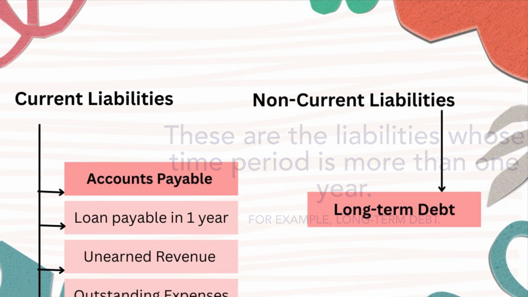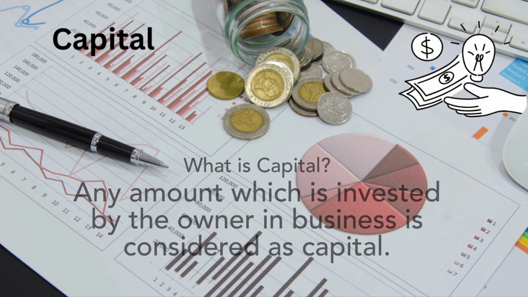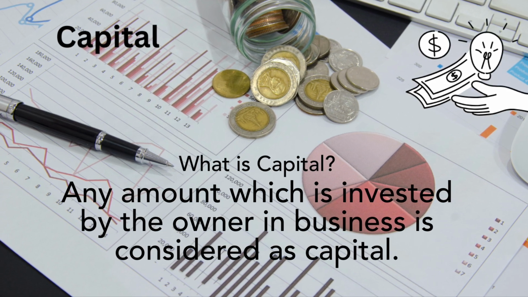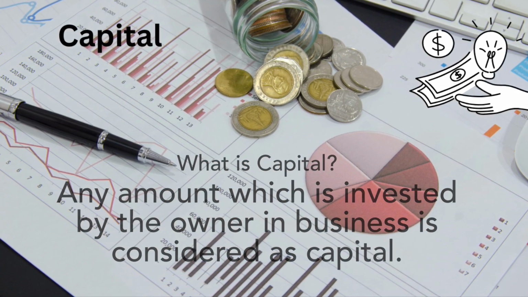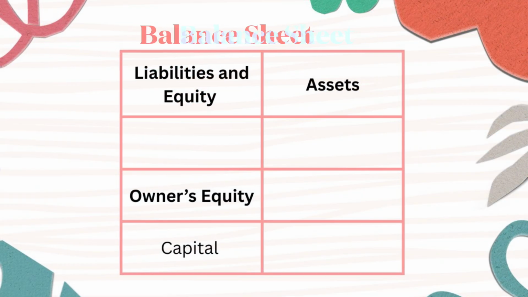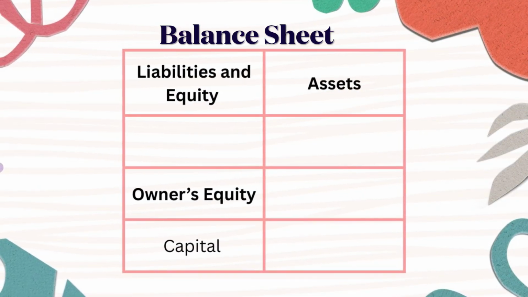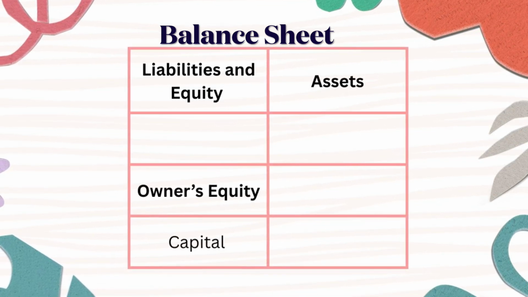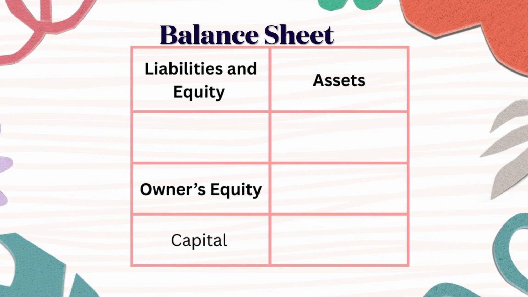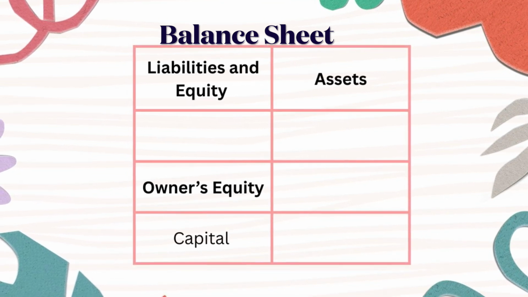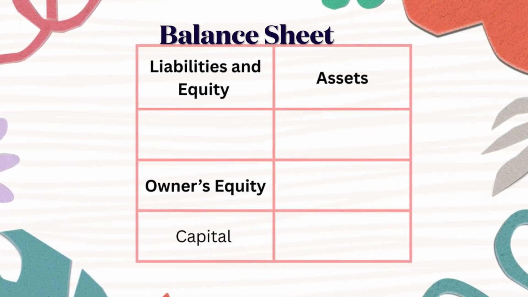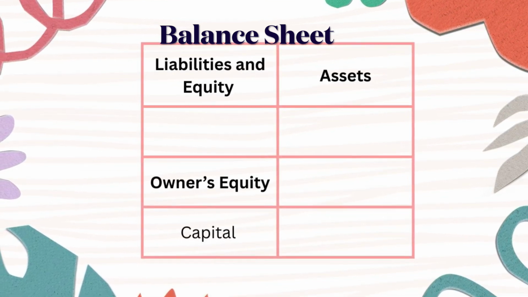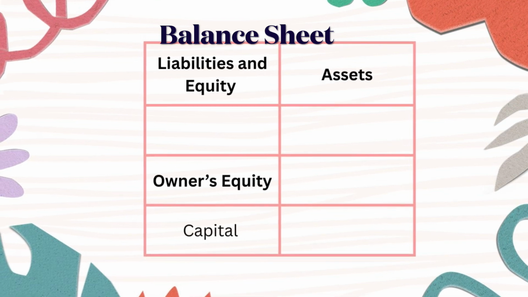Now, the other term, capital. Now, what is capital? Any amount which is invested by the owner in business is considered as capital. Now, this is also recorded as a liability when we will prepare the balance sheet. This is covered under the liability side. Now, why it is considered as liability? Because business is considered as a separate legal entity in the eyes of law, due to which this amount becomes the liability of business towards its owners, due to which it is considered under the liability side.